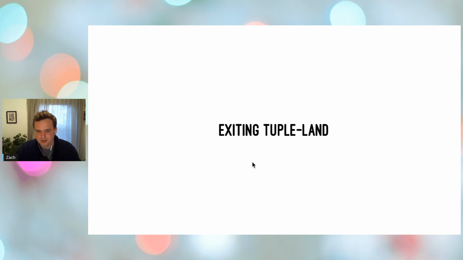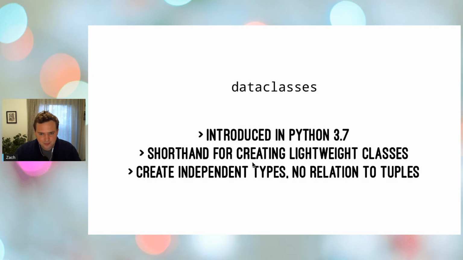Exiting tuple land, the next obvious choice is a data class. Data classes were introduced in Python 3.7 about 2 years ago. They offer a shorthand for creating lightweight classes, and they create independent types. They're actually full Python objects with no relation to tuple. There's no inheritance going on.